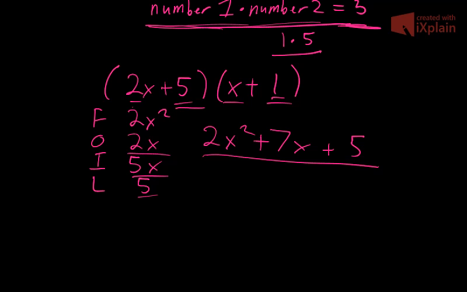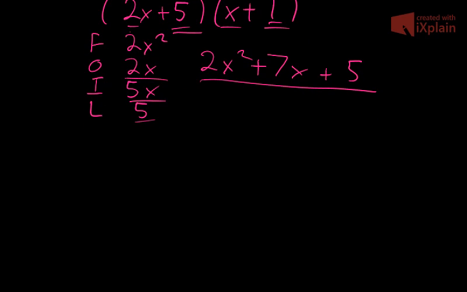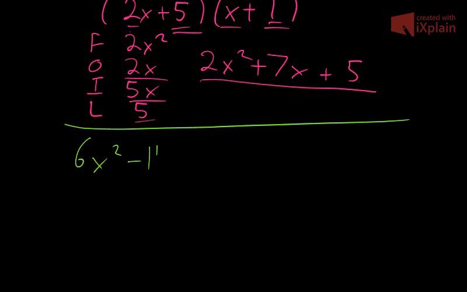So this is a little bit crazy, I know, but there's going to be a lot of different ways that we can make this work. So I want to look at a couple more problems. Let's do here. If I have 6x squared minus 11x plus 3.